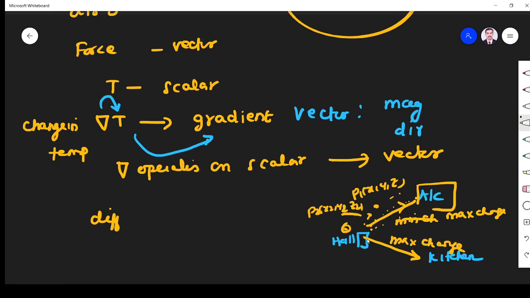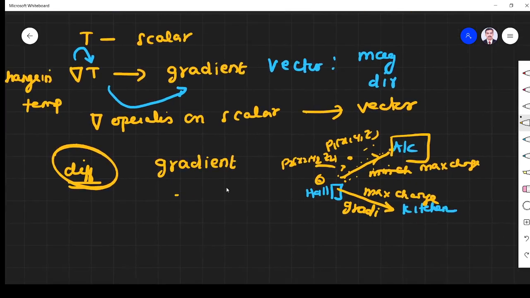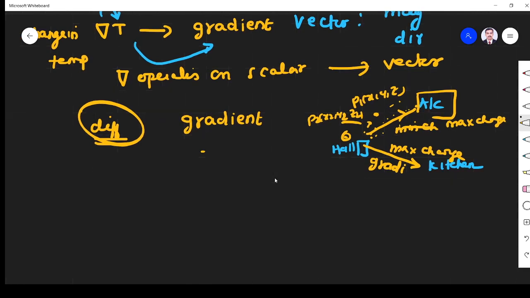So temperature is changing, and temperature is a scalar. If you move in this direction, it is changing, and that becomes a gradient vector, because direction defines the change in temperature. Here the change is different, here the change is different. A simple derivative will give only change, but here the direction also plays a crucial role. So we won't use the derivative, we use the gradient. That means a scalar becomes a vector. The del operator operates on a scalar and converts it into a vector.